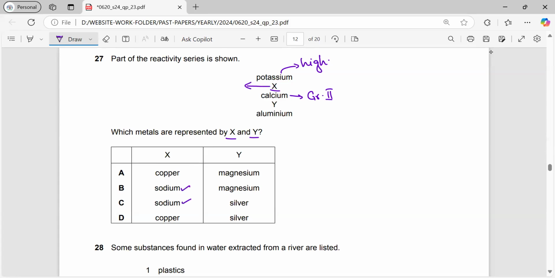It can't be copper because copper is very less reactive. It is present at the end of the reactivity series. So no copper, it is sodium. Then calcium, after calcium, aluminium is present in group number 3. Calcium is in group number 2, aluminium is group number 3. So Y must be magnesium, not silver, because silver is also a least reactive element. So the answer B is correct. X is sodium and Y is magnesium.